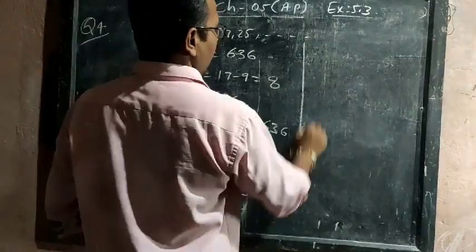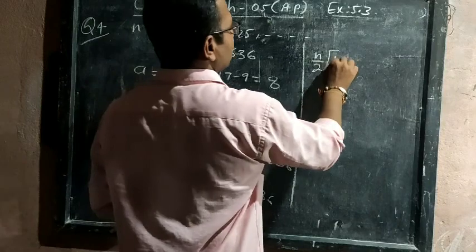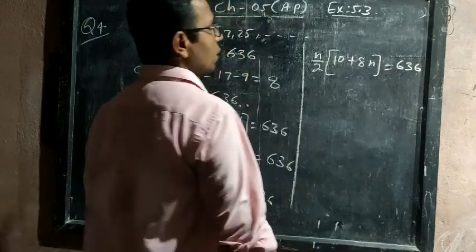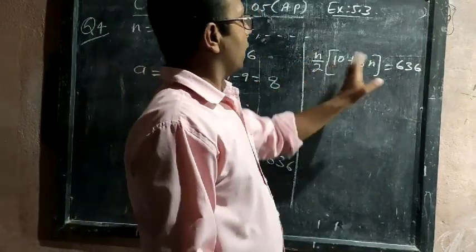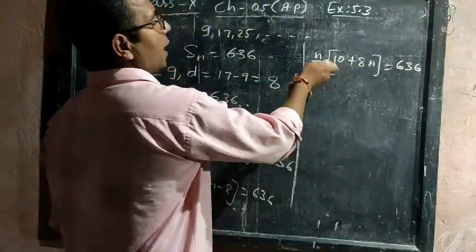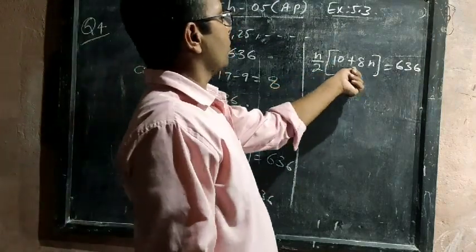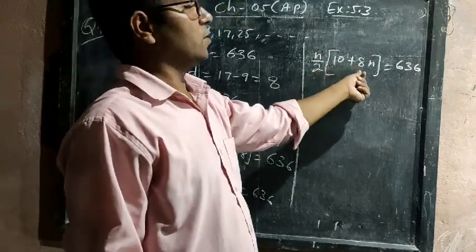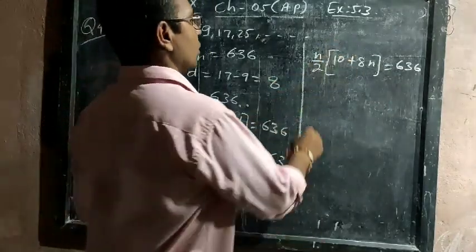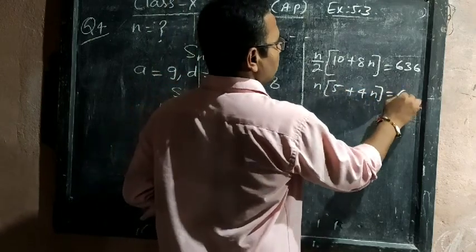So n by 2 (10 plus 8n) is equal to 636. So now n by 2, generally the 2 will go in multiplication with this term. Either you may take 2 common and cancel it. If you take 2 common from inside, you will get 5 plus 4n, and that 2 can be cancelled in the numerator and denominator. So how much will you get here? n(5 plus 4n) is equal to 636.